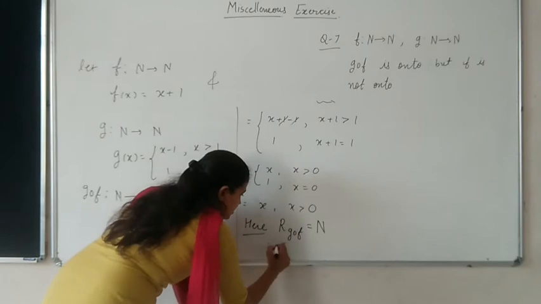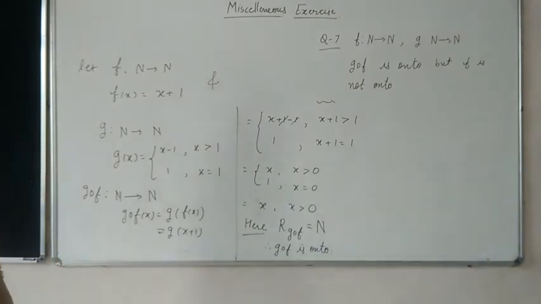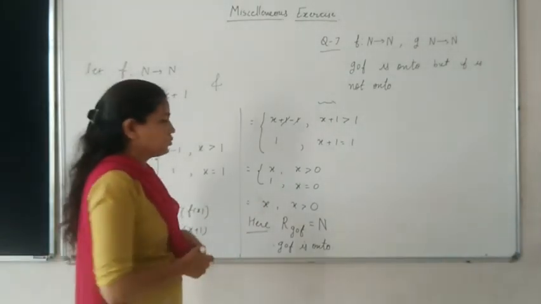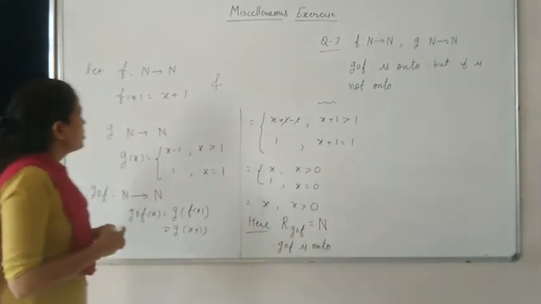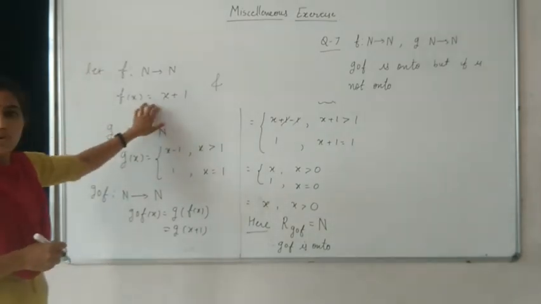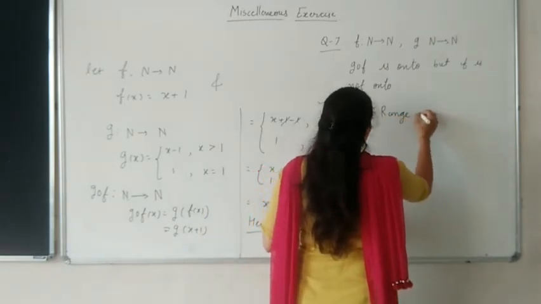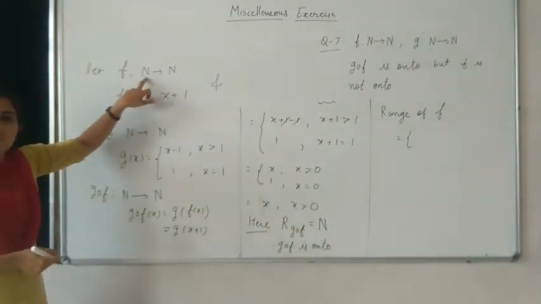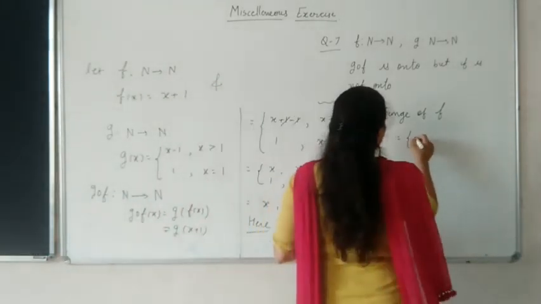Therefore, g composition f is onto. Now further, the next is, students, we have seen that g composition f is onto. Now we have to show that f is not onto. So for this, let me see whether f is onto or not. So here I am finding the range of the function f. Now range of f: if n is equal to 1, then f of x is equal to 1 plus 1, that is 2. So here the range is 2.